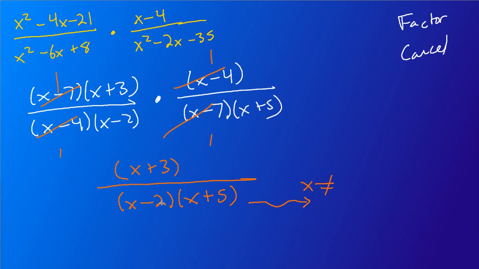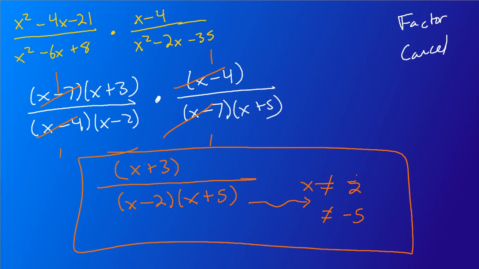Well, what would make this 0? This cannot be 0 down here. Numerator can be 0, not denominator. x can't be 2. If this is a 2, then that's 0. What can't x be right here? x cannot be negative 5. Negative 5 plus 5 is 0. So, there's our answer.